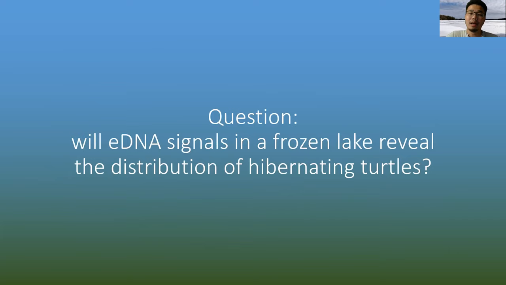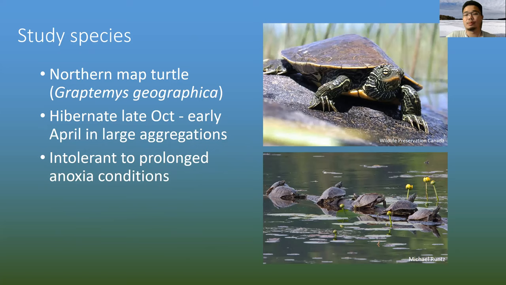Okay, so then the question becomes very simple and clear. Will eDNA signals in a frozen lake reveal the distribution of hibernating turtles? So does the pattern of eDNA signals across the lake match with the pattern of hibernating turtles under the ice? So to answer this question, our study species is the northern map turtle. So this is a mid-sized turtle commonly in the area.